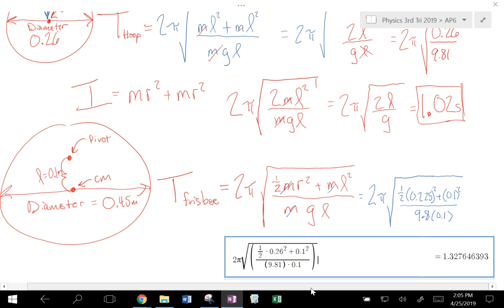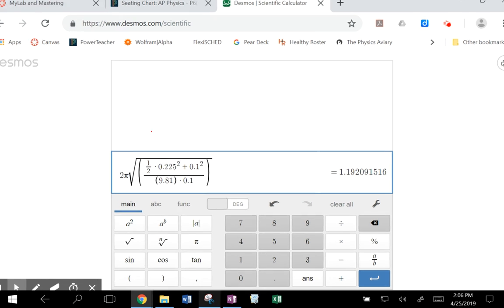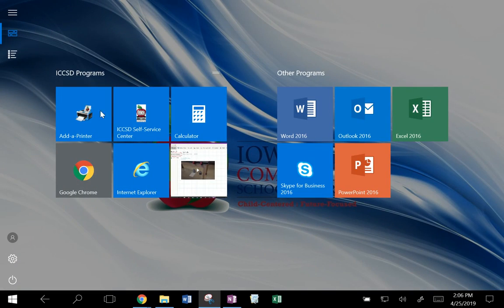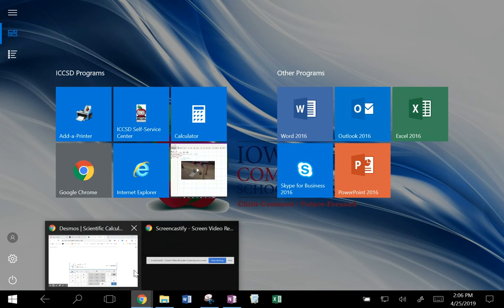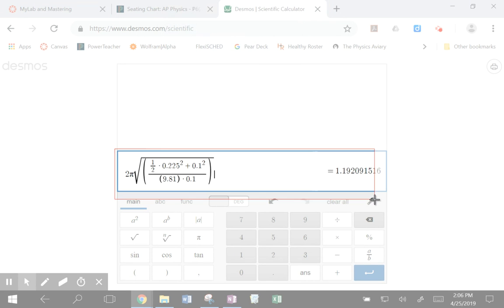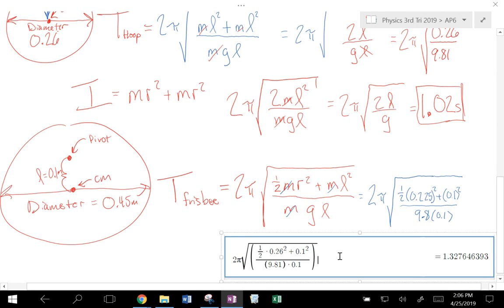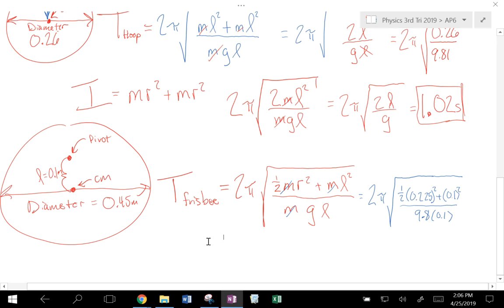Did I screw something up here? What? This is 0.26. It should be 0.225. You let me spike the ball in the end zone and I hadn't crossed the goal line yet. There we go. So much better.